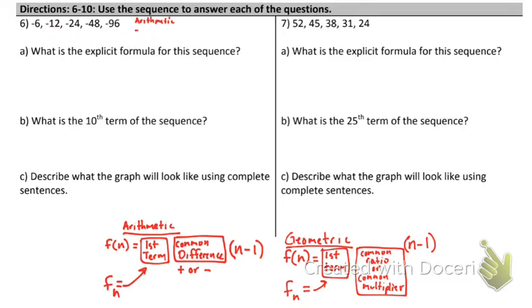I take the second of the two numbers, so -12, and then I subtract away my other number, which in this case is -6. So notice, this is to check if it's arithmetic. So it's -12, subtract, and then you plug in the -6. So it's second term minus first term. And it should give me what I'm adding or subtracting by.